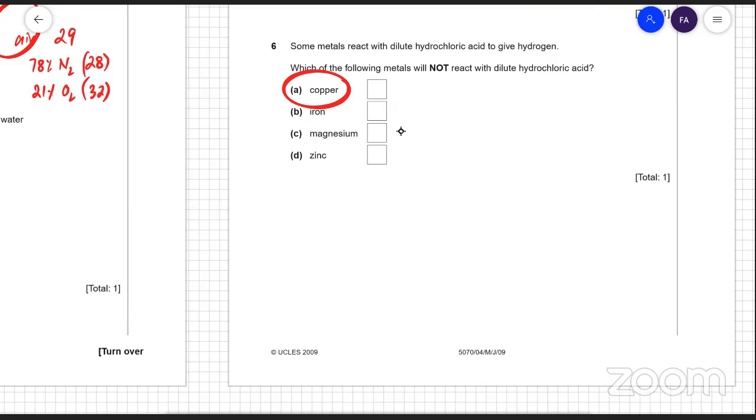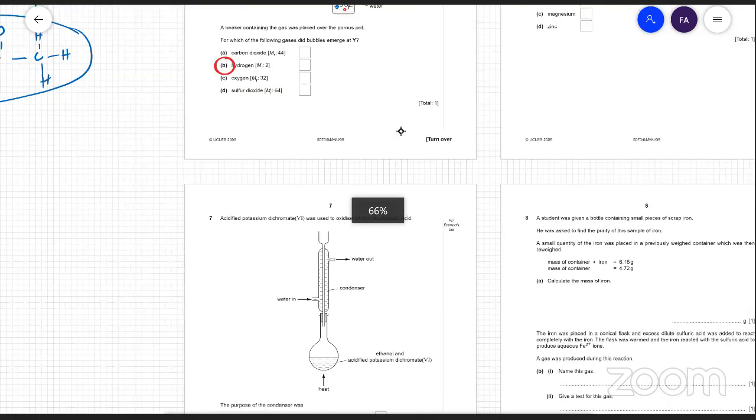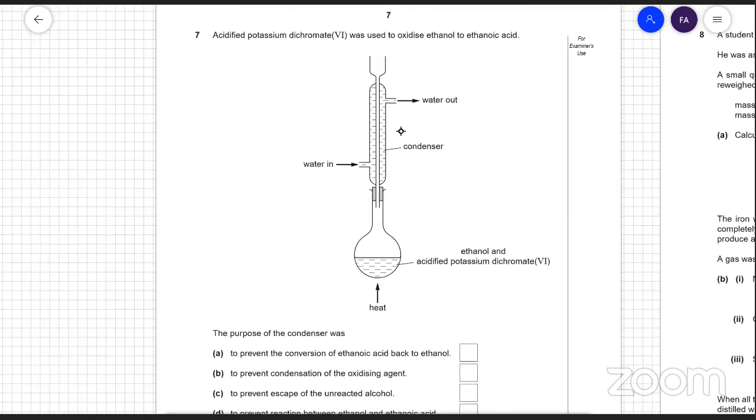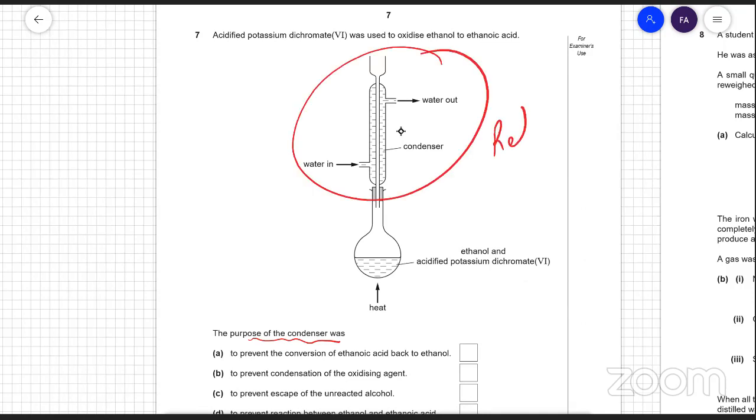You make copper wires out of copper mainly because copper is so unreactive that if you build a house and it has copper wiring, then you're pretty sure that your wires would last, and they would not break down or rust. So copper is extremely unreactive. Let's move to the next part of the question, which is they put a condenser and they've added it. The question is, what's the purpose of this condenser over here? Now, this is known as a reflux.